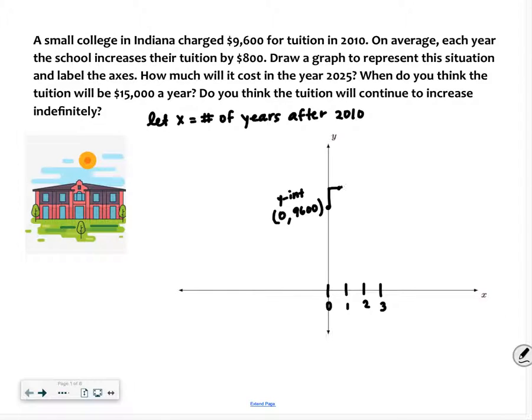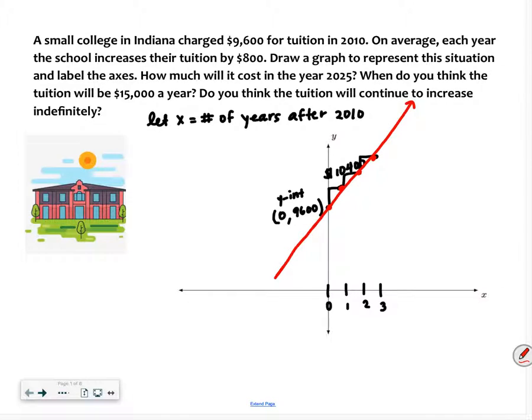So if we go up by $800, then if I add 800 to 9,600, I get $10,400. And it continues, so I'm still going to go up and over and up and over and up and over, and I'm going to get this line. So I have all of these points, and it creates this line.